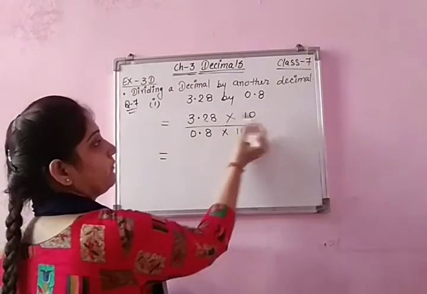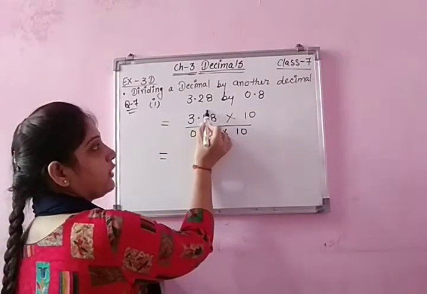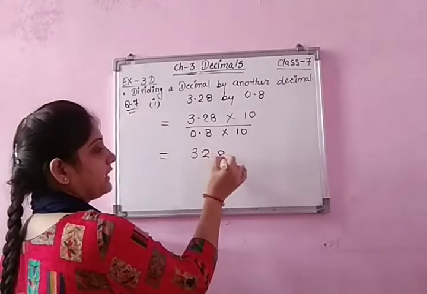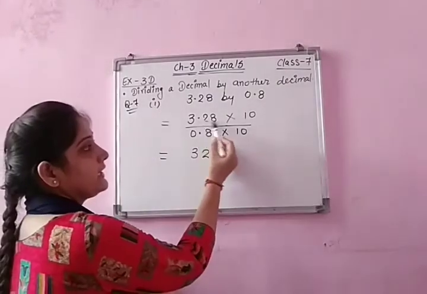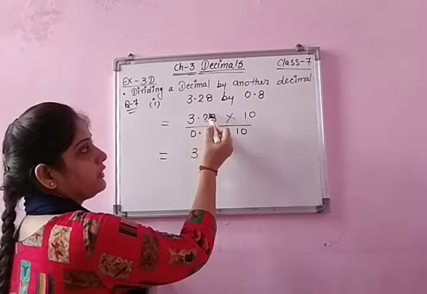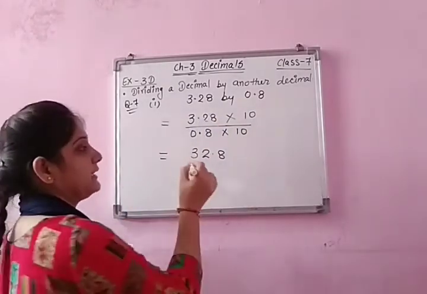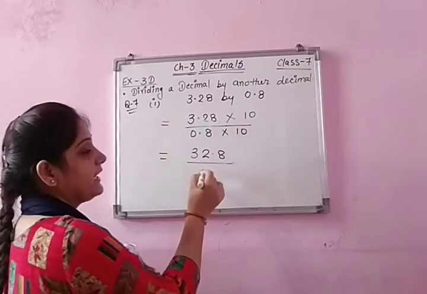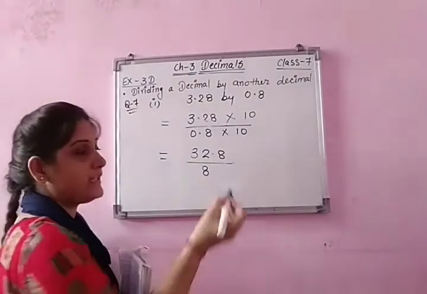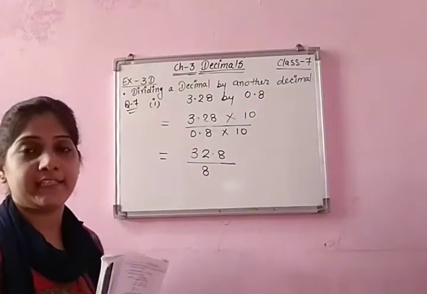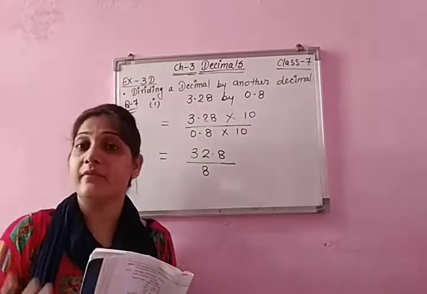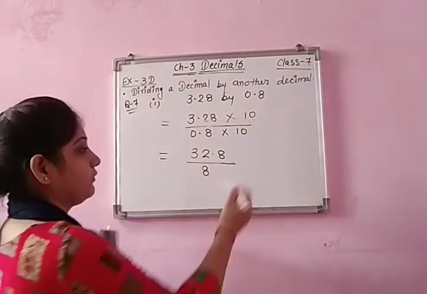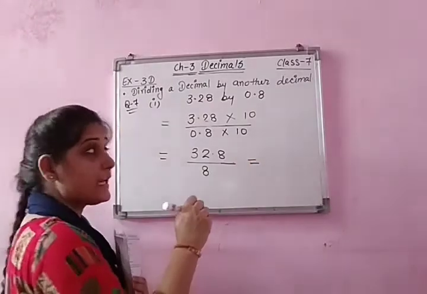Now let's solve. When this number is multiplied by 10, this point shifts one place to the right. So the number will become 32.8. Am I clear? As soon as you multiply this number by 10, the point will shift to the right by one place. In this also, it shifts to the right place. It means after 8, it is 8.0, and the 0 is no need to write. So I can write 8. So what we have done and why we have done, I think now it's clear: to make the denominator a whole number. Now you know how to divide it, or you can cancel it out also.